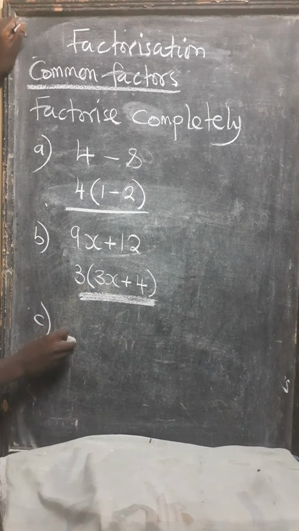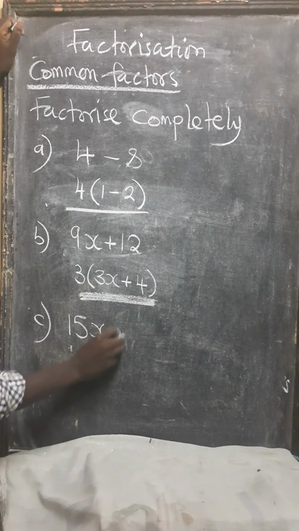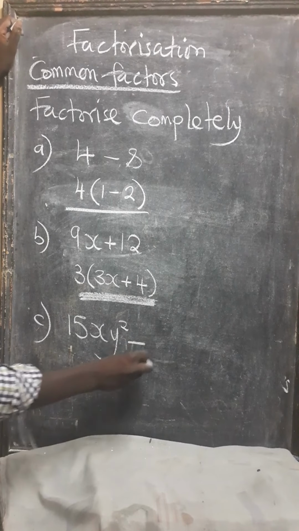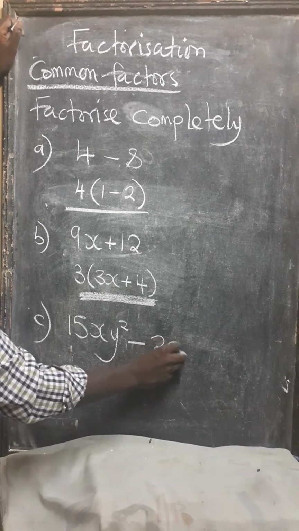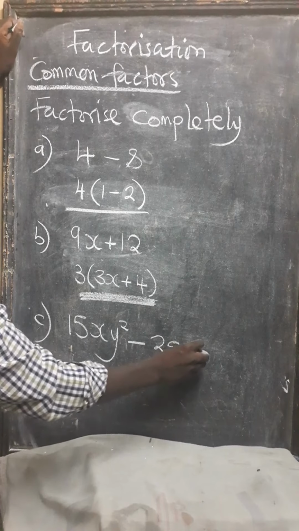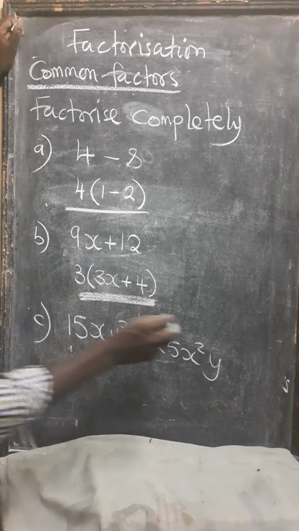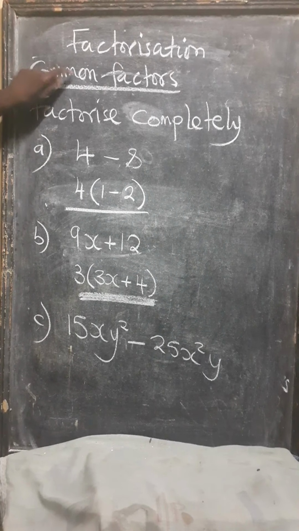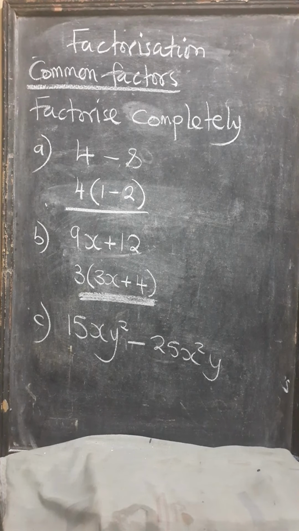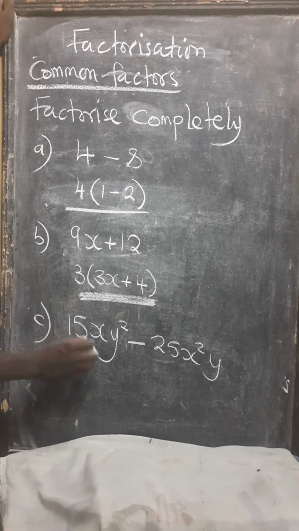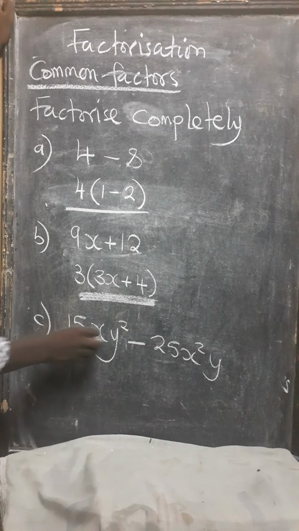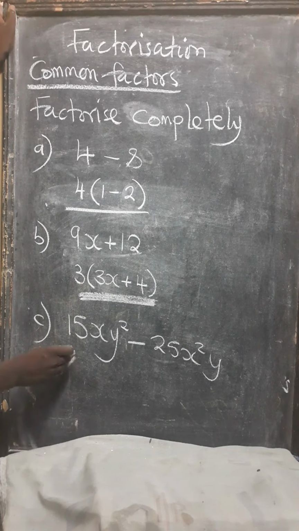Well, we're going to have 15xy squared minus 25x squared y. Let's pay attention here. We are looking at what is common. So we look at our coefficients, which is 15 and 25. What is the highest number that can go into 15 and 25? We discover that that number is 5.